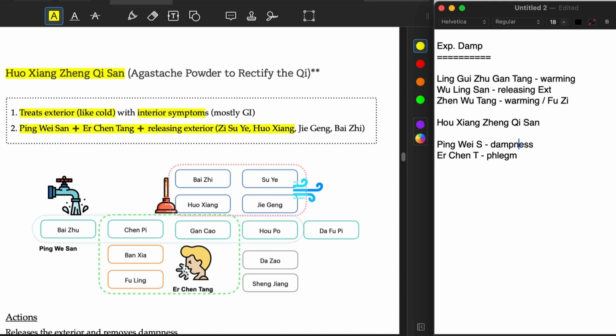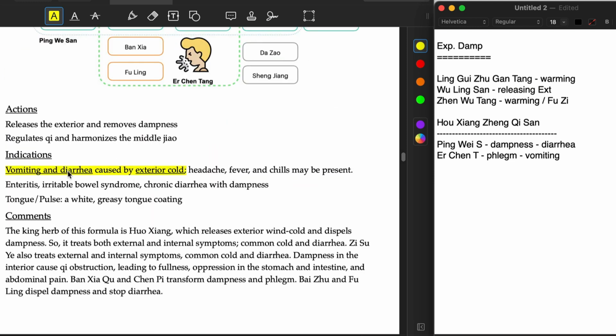And what kind of symptoms in the gastrointestinal system with dampness? What is the most representative symptom? What do you think? Diarrhea. And how about the phlegm in the gastrointestinal system? Vomiting and nausea. So what do you think Hoshang Chengchisan treats? Diarrhea and vomiting.